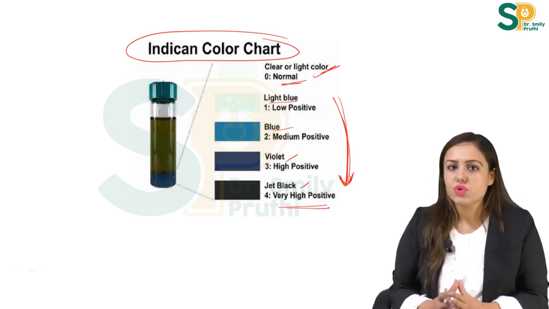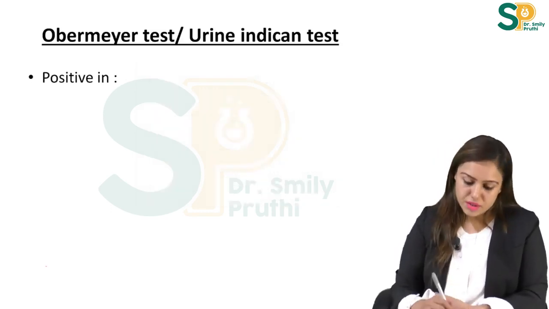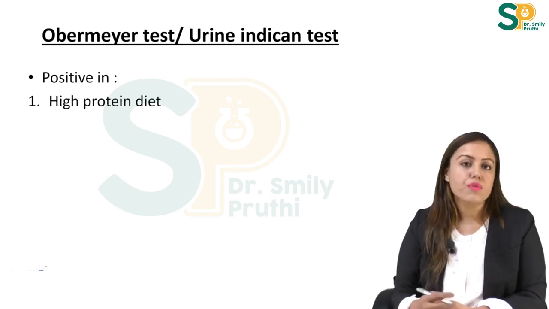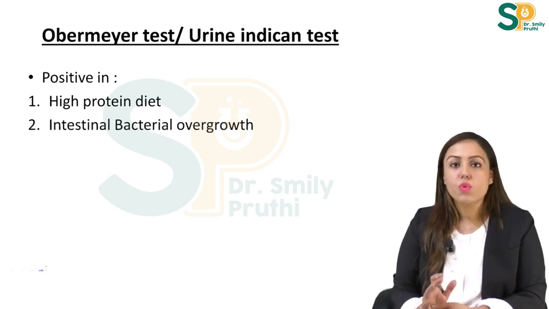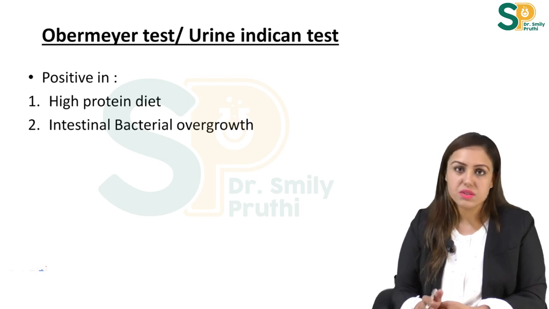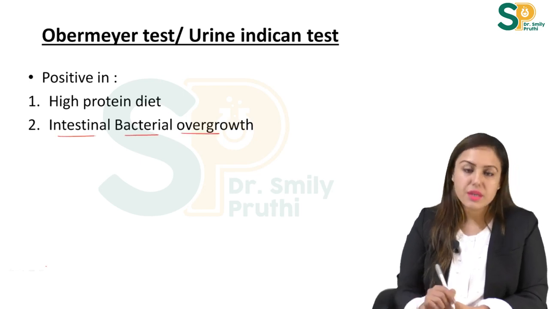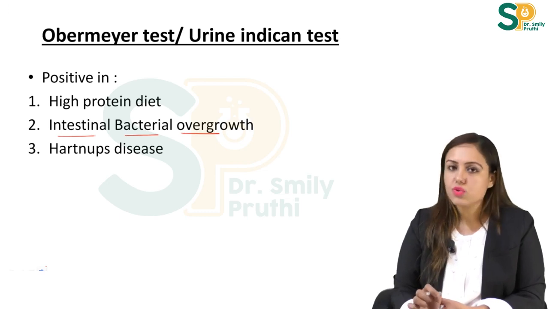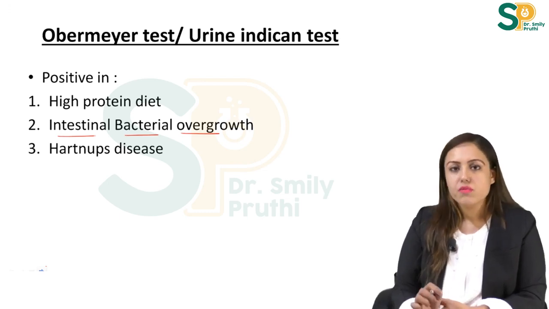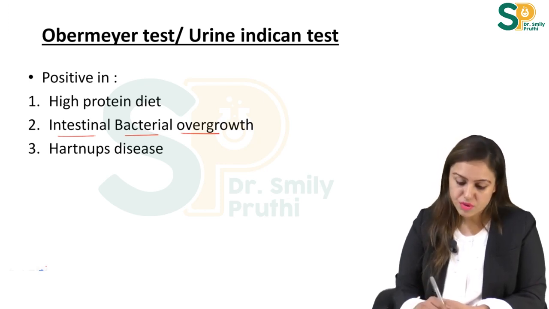So, what are the uses of this test? Obermeyer test or urine indican test is positive in case of a high protein diet, when we have more tryptophan, especially in the diet. It is positive in case of overgrowth of bacteria in the intestine, intestinal bacterial overgrowth, and it is positive in case of Hartnup's disease, which is a defect in the absorption of tryptophan, if you remember Hartnup's disease.